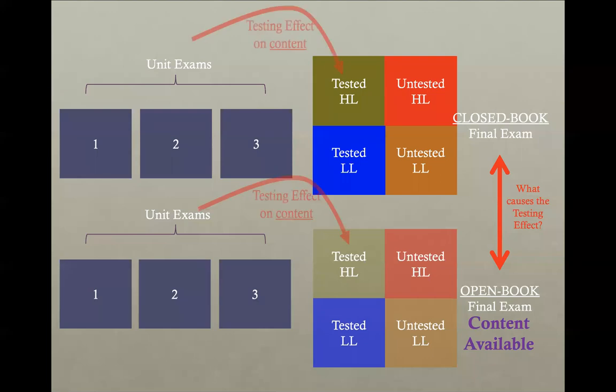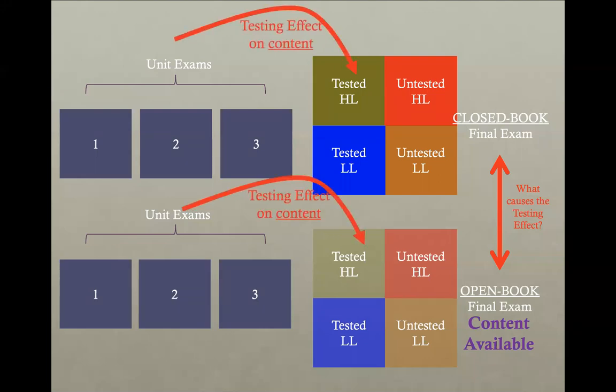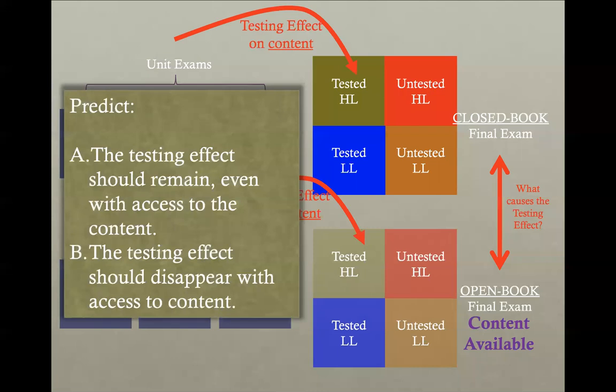And so if it's a testing effect on content, in other words, if we're seeing this high-level testing effect because testing them at a high level increases their access to the content, so they're better at the content, then what would you expect? So we're going to go ahead and do a poll here. What would you expect to happen in an open book treatment where content is readily available? So if it's just because of content, better content connections, giving them the content readily available, what should happen? So we'll give you like 30 seconds, A or B. So either the testing effect remains or the testing effect disappears when it's open book.